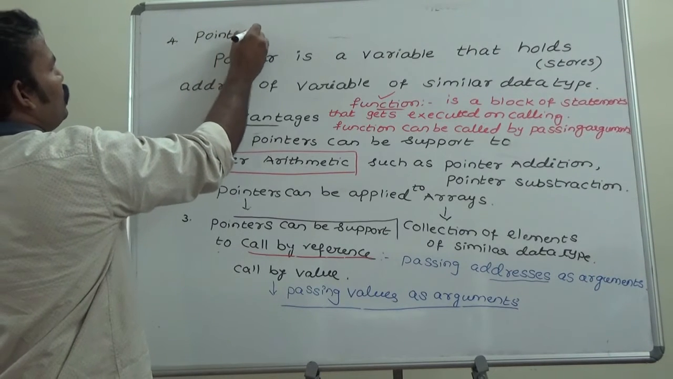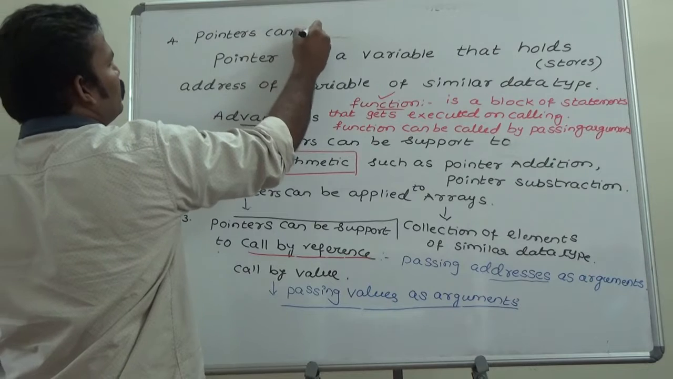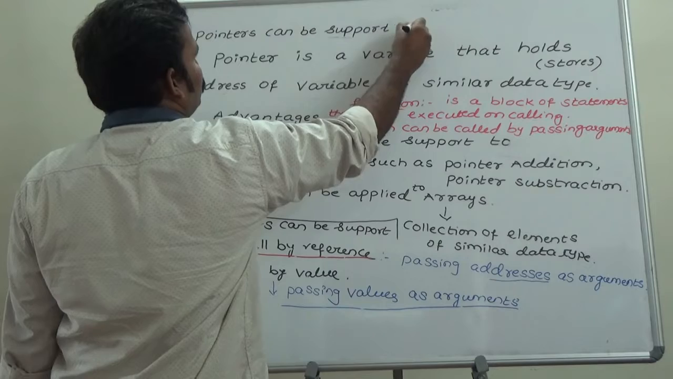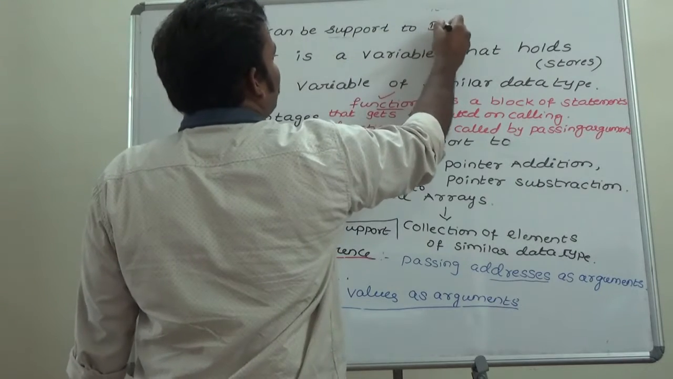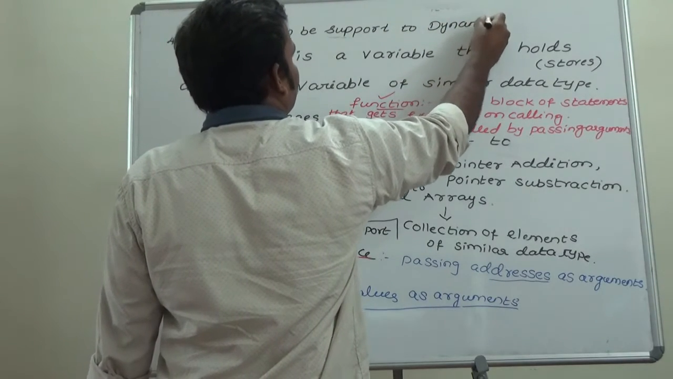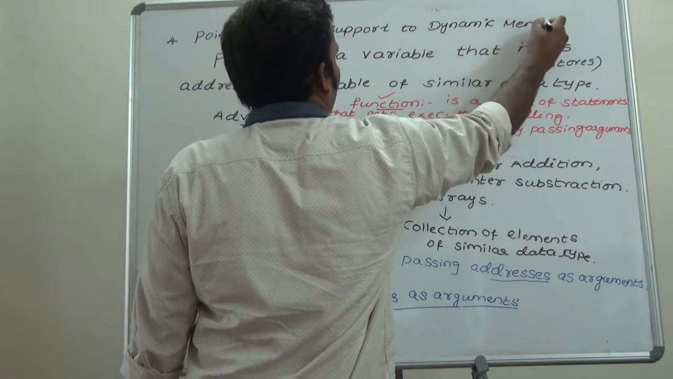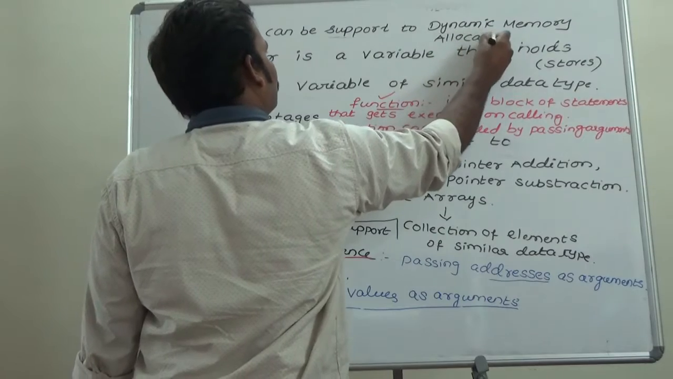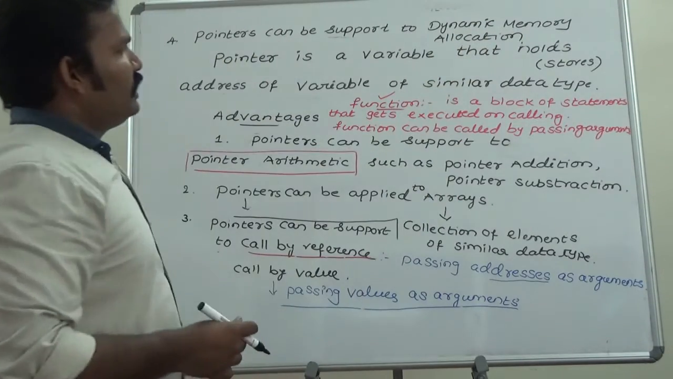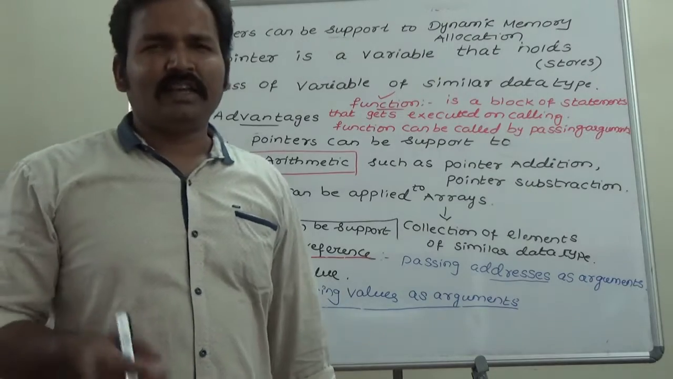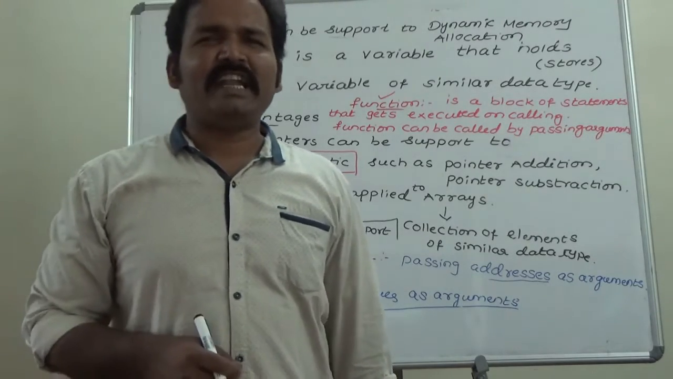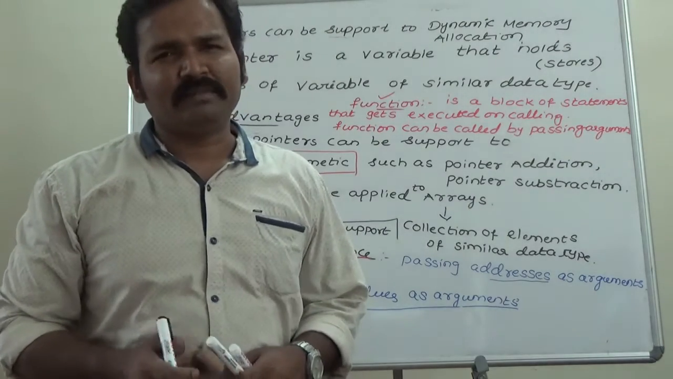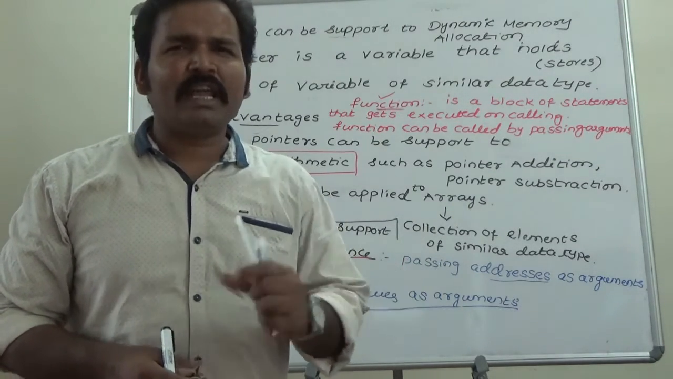Pointers support dynamic memory allocation. What is dynamic memory allocation? There are two types of memory allocation: one is static memory allocation and the other one is dynamic memory allocation.